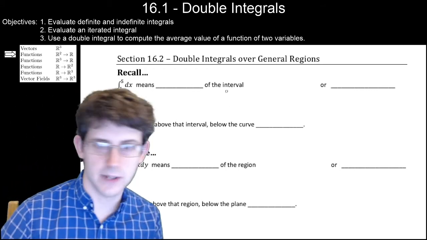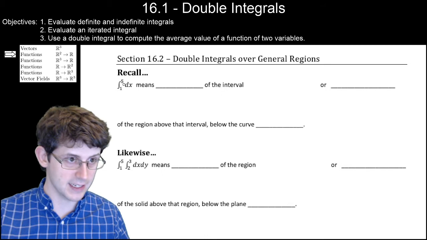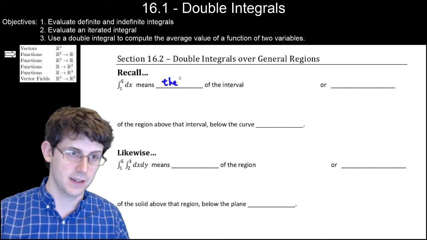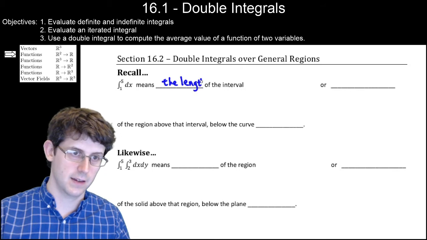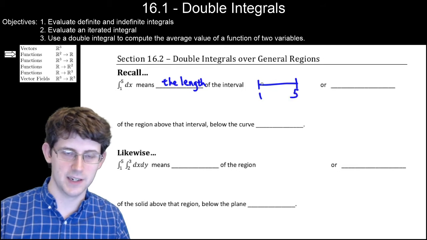So what are we doing? We did this a couple pages ago, but a single integral with nothing inside, that's the length of the interval. It's the length of the interval from 1 to 5.